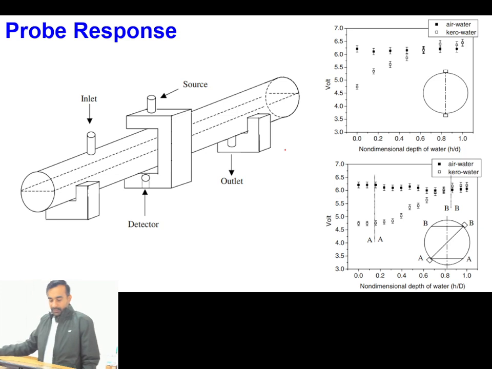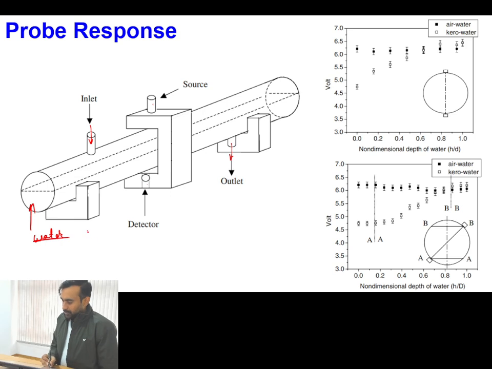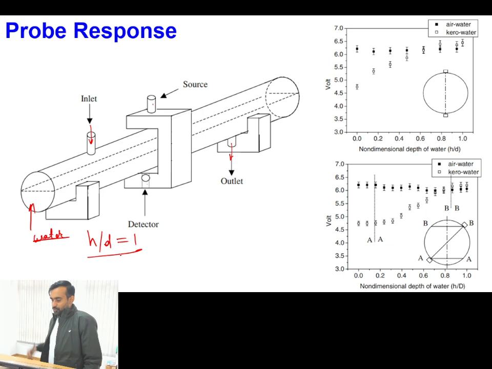Now you can see in this horizontal pipeline, two arrangements are done. From here there is the inlet, and from here we have the outlet. This is the source, and this is the detector. Now if you initially fill this pipe with water, your complete h by d ratio will be equal to 1 when the complete pipe is filled with water. Corresponding to this h by d ratio, you can see this is your voltage signal.